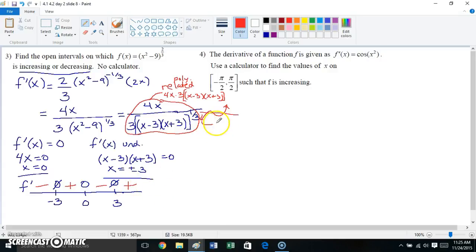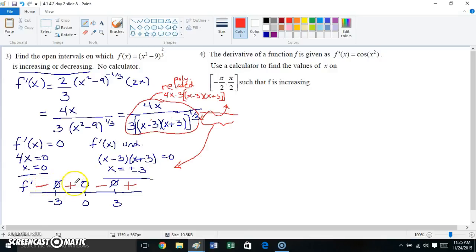If you're unsure about that, what we can do is test some numbers. So let's test negative 10. Negative 10 in the numerator will be negative. Negative 10 in the denominator will be a negative times a negative, that will be a positive. The cube root of a positive is a positive. Negative divided by a positive is a negative. Okay, so I just tested one of those intervals.